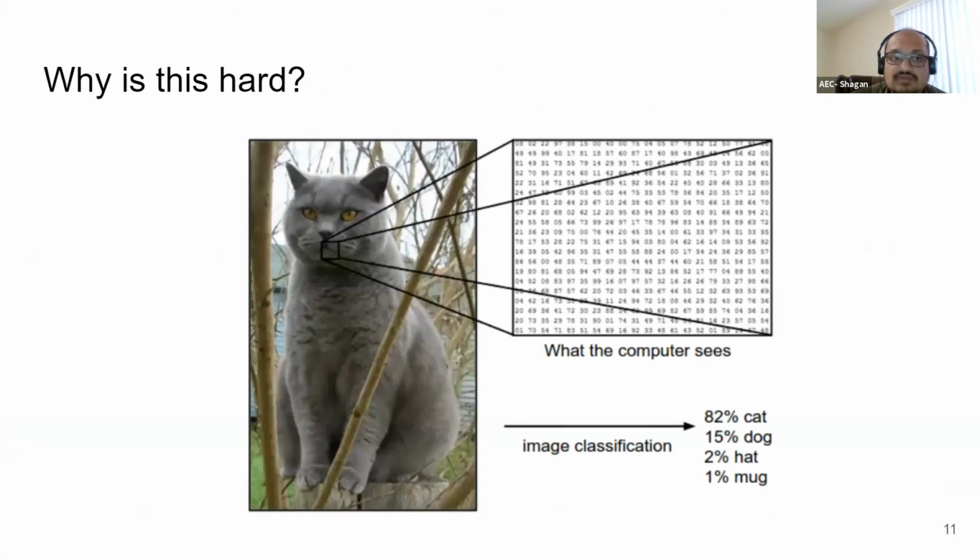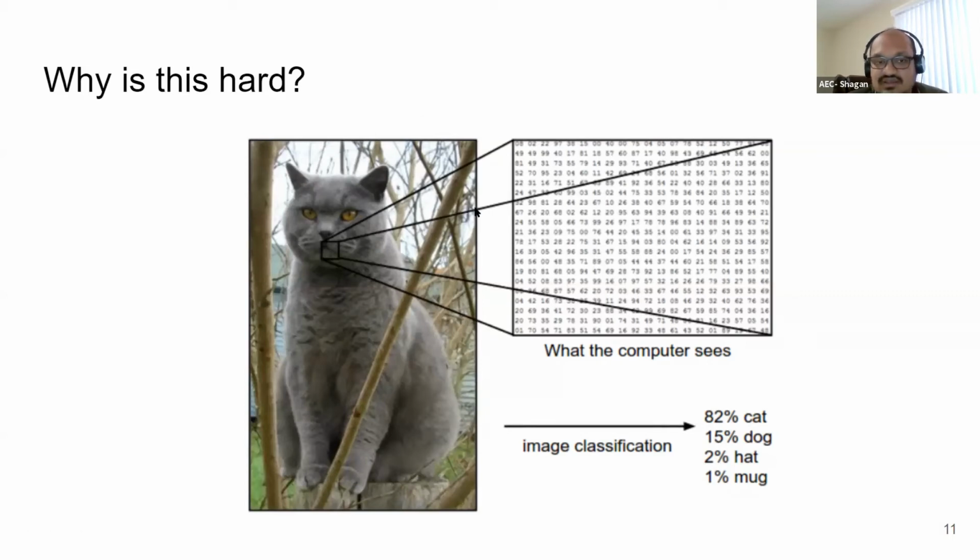Okay, so why is this task so hard? That's a very usual question that we hear. When a human sees this image, our brain is trained to process over time that, okay, this has so much fur, it has two legs in the front, it has this face, so this is a cat.